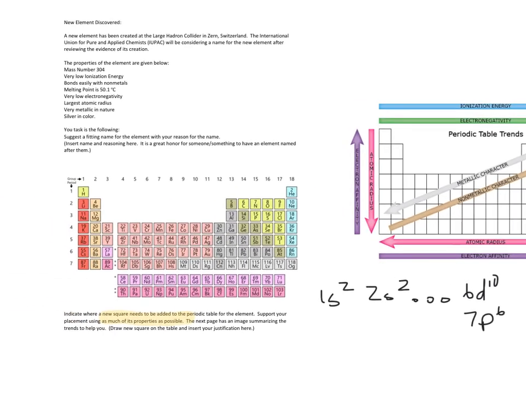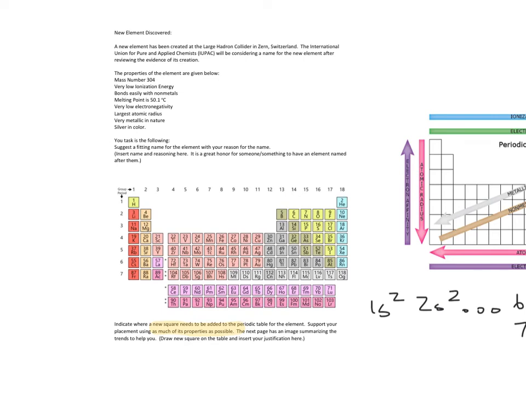But in conclusion, you need to name it with why you named it. Put a square or indicate where on the periodic table you would be adding a square. That's up to you. But then what I'll be looking for is that you correctly justify it using the properties.